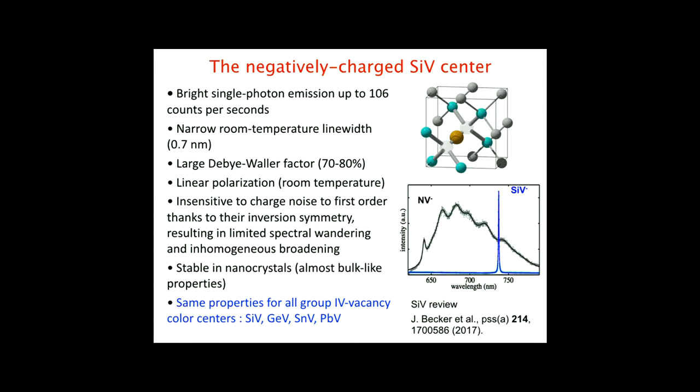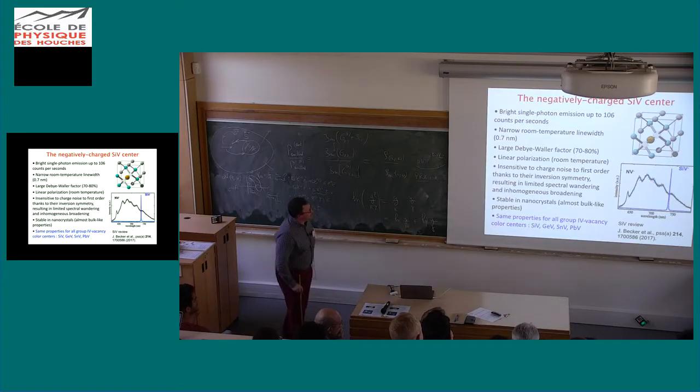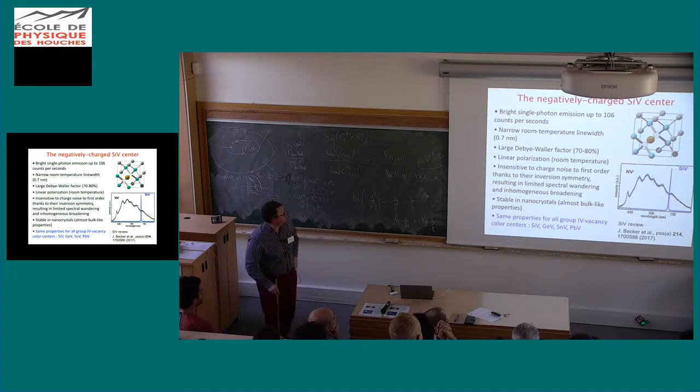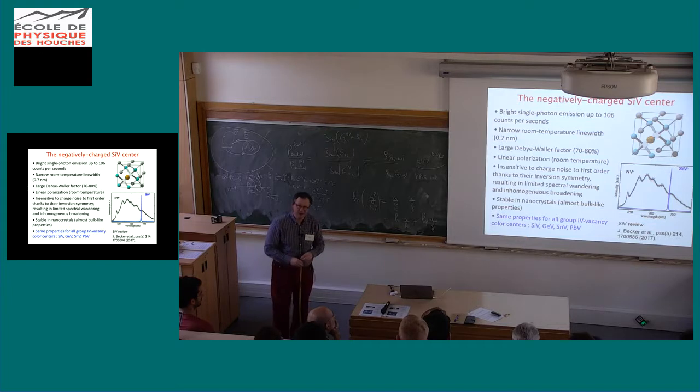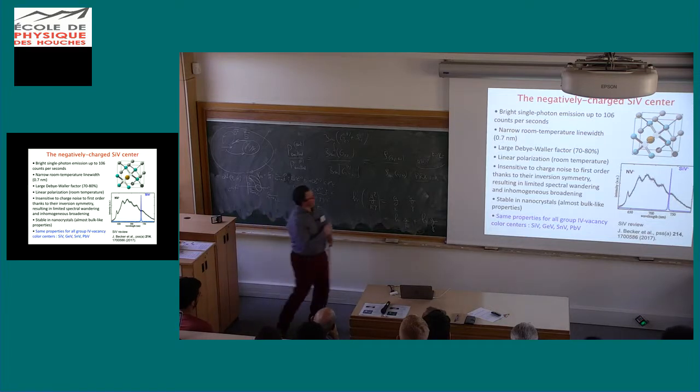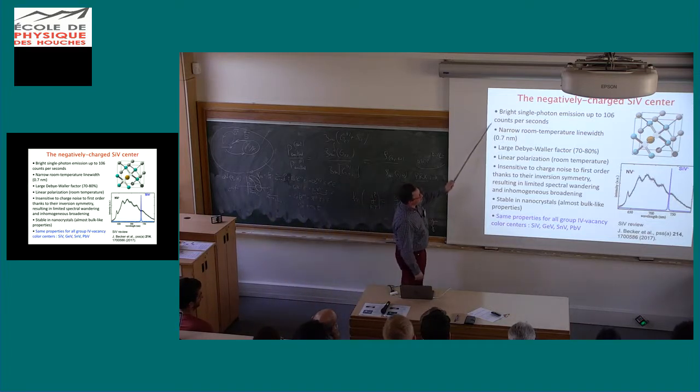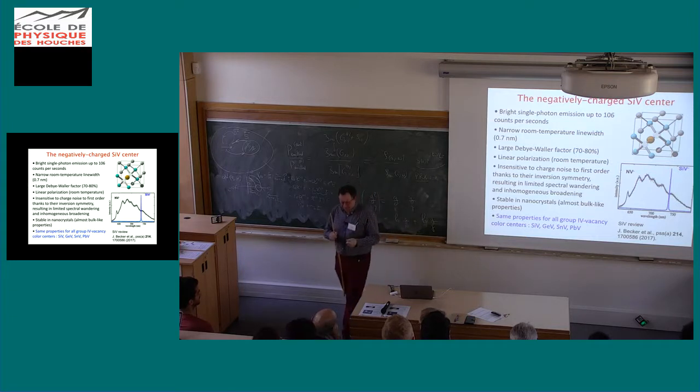Okay, so in the last part of my talk, I would now like to talk about another defect in diamond, which is the negatively charged silicon vacancy center. You could apply exactly the same tricks that I wrote previously for the NV centers, but already for the NV it's boring, so doing it twice, I guess, is very, very boring.